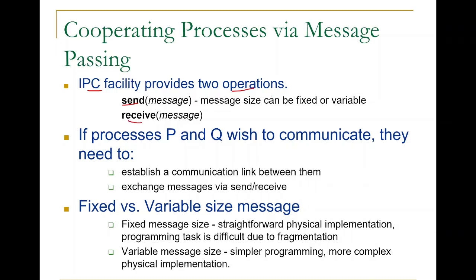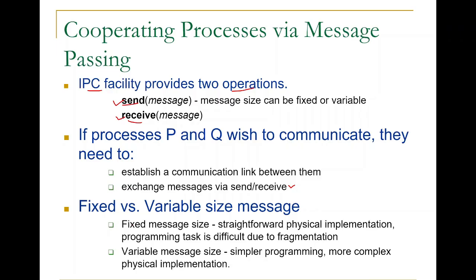Now the send message, the message size can be fixed or variable. So the sender sends, it raises a system call to send a message, and then when it receives it, it drops a flag. So the send raises a flag to ask for data, and then when it receives, it drops the flag. That's the receive sign. So if processes P and Q wish to communicate, they need to establish a communication link between them, and then exchange messages via the send and receive.